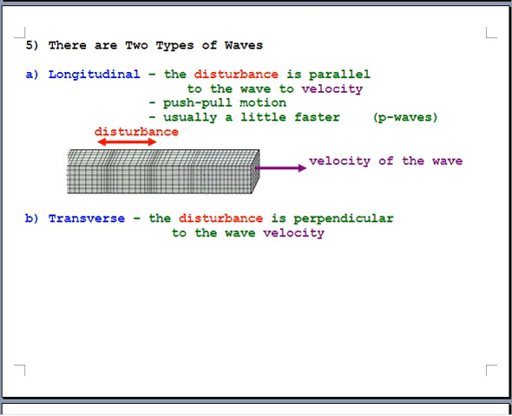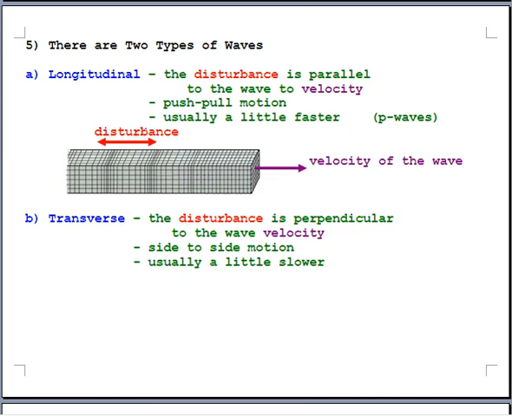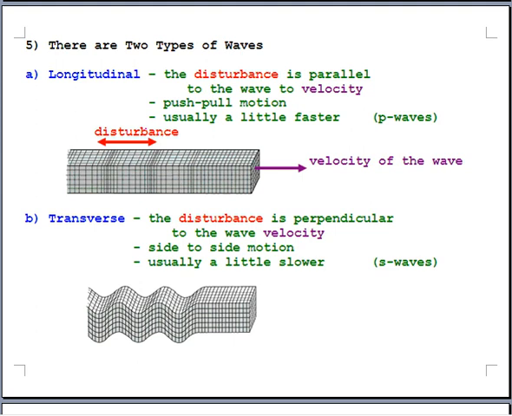A transverse wave is the kind we sort of think of when we're looking at waves, where if the velocity of the wave is moving to the right, then the little particles are actually moving up and down. So a side-to-side motion, they're a little bit slower. They were called S waves, or secondary waves, if you've learned about these in earthquakes. And that's like grabbing a slinky and not sending a little compression down the slinky, but just whipping it up or down. And you get that sort of snake-like pattern. So just to show you the difference between the two, you don't need to memorize those.